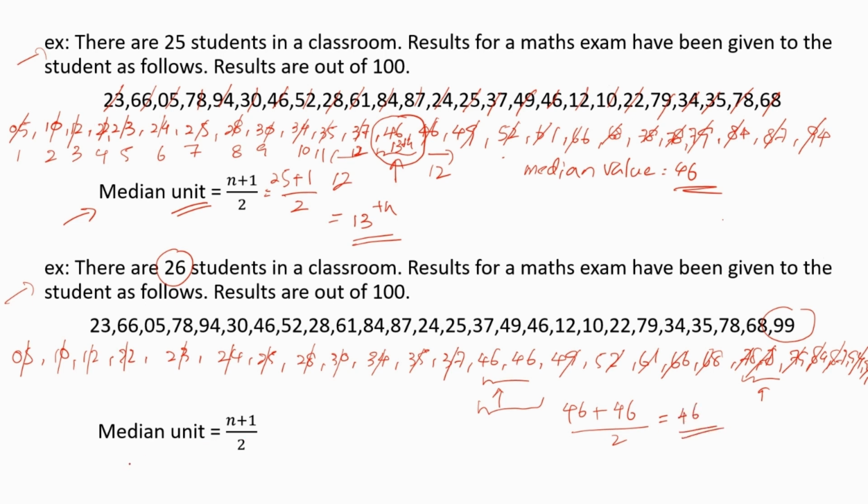Now let's calculate the median unit. Median unit is n, and n is 26, plus 1 divided by 2, which is equal to 27 divided by 2, 13.5. This is the position of the median value. 1, 2, 3, 4, 5, 6, 7, 8, 9, 10, 11, 12, 13. This is the 14th. The median is between these two values, at 13.5. This is how we calculate the median for ungrouped data when there are odd and even numbers of values.